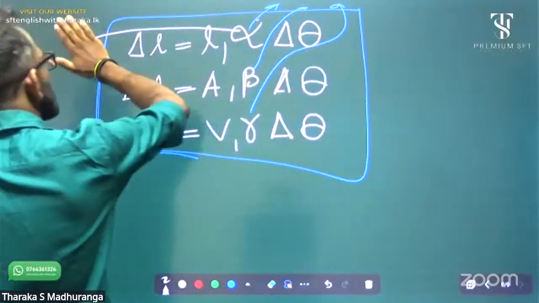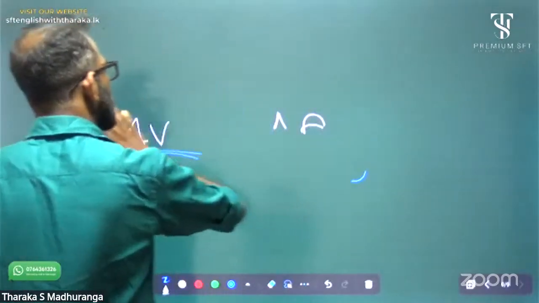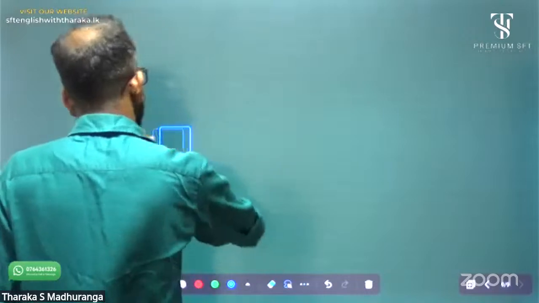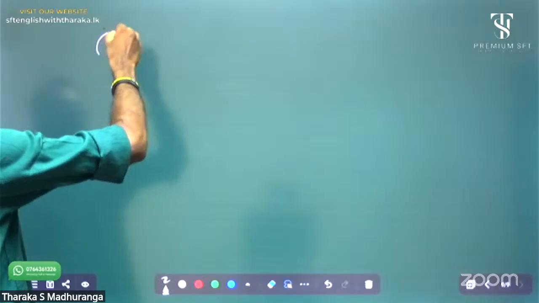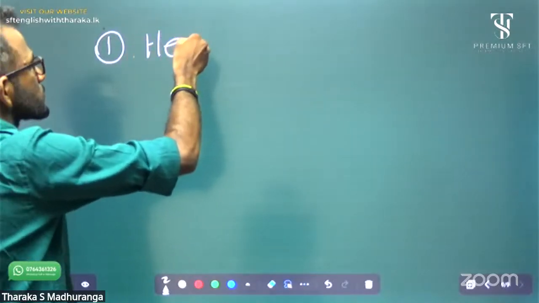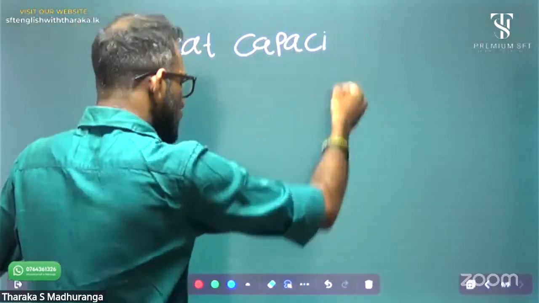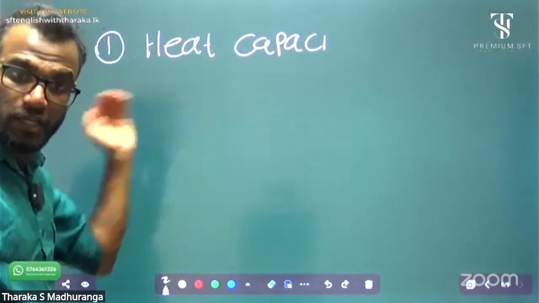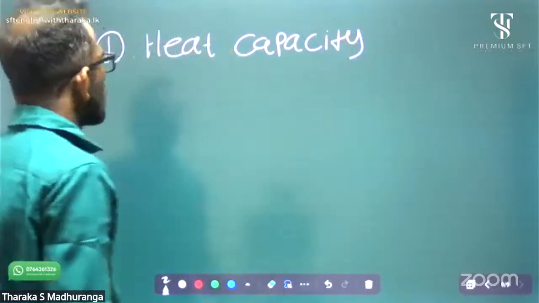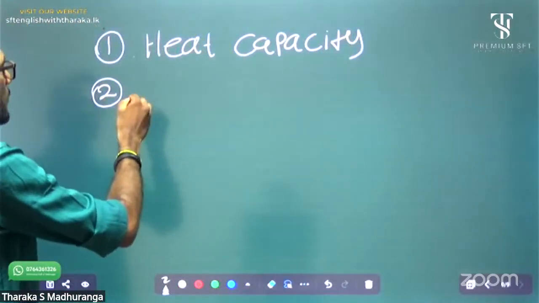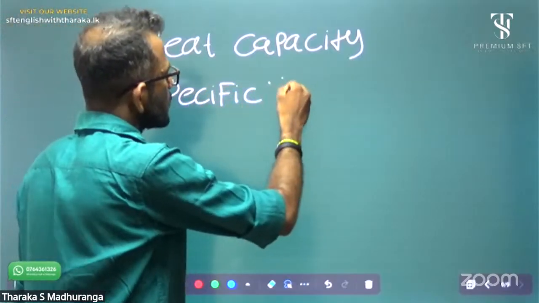Now, in quantity of heat, the second part of our heat lesson, we are discussing three main measurements. The first one, heat capacity. You should have a clear idea of the meaning of these three quantities. The first one, the heat capacity. The second one, specific heat capacity.